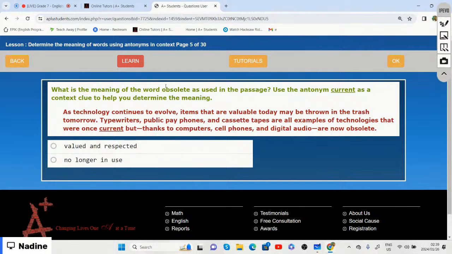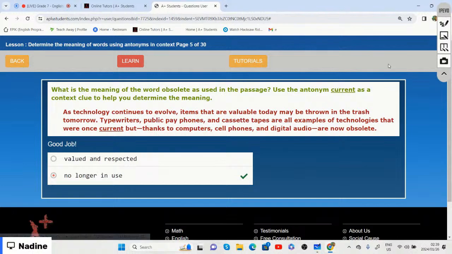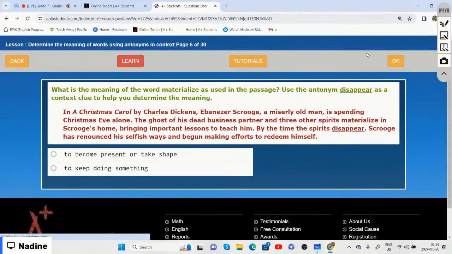So which means that if we look at the word current, and we look at the opposite of the word current, then I guess we would say no longer in use. So the opposite of current is no longer in use, right?